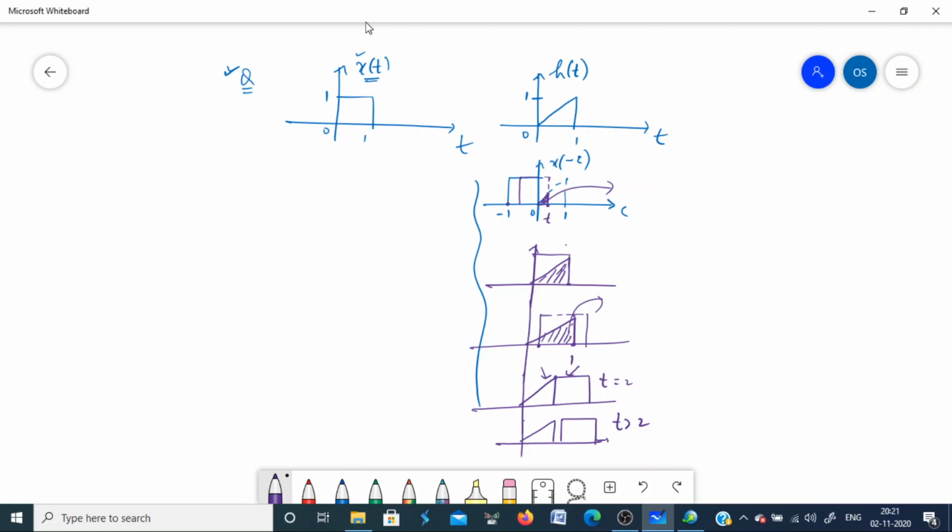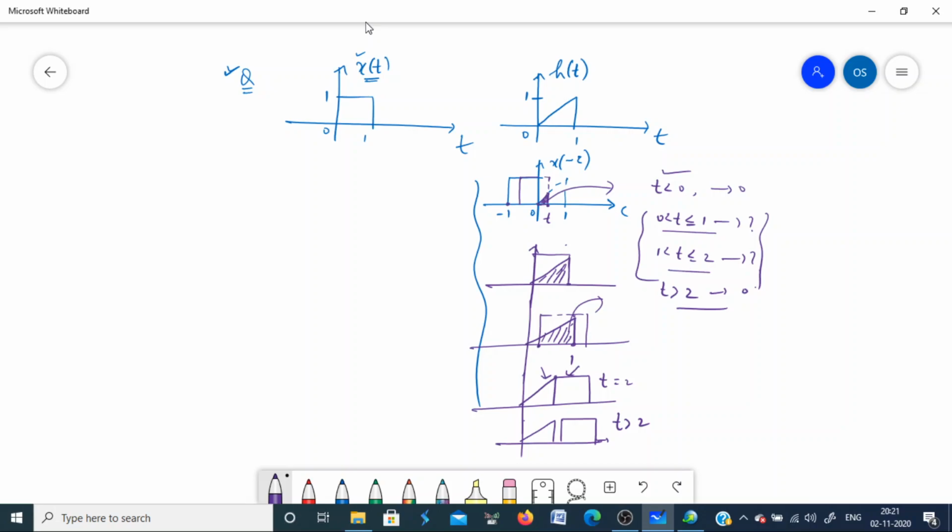So you have different limits. One is for t less than 0, it will be 0. Then between 0 to 1, you have one integration. Between 1 to 2, you have another integration. And for t greater than 2, it will be again 0. So you have to find these values. Sorry, not 2, you have to find 3 values: for t less than 0, for t between 0 to 1, then for 1 to 2.